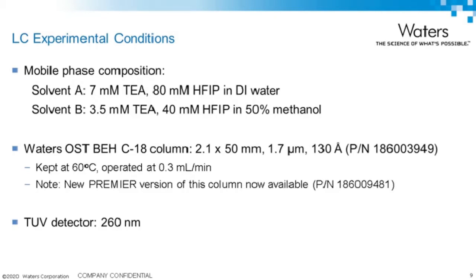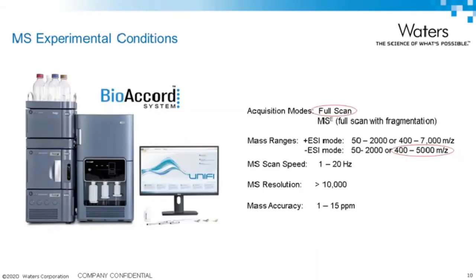I would like to mention that we recently introduced a new column, a Premier column for the OST column, and I'm listing the part number here. The Premier columns contain an inert surface that prevents metal interactions of analytes and the column. The TUV detector was used in this application with a wavelength of 260 nanometers. The MS experimental conditions are listed here.